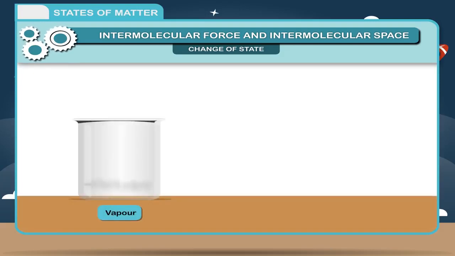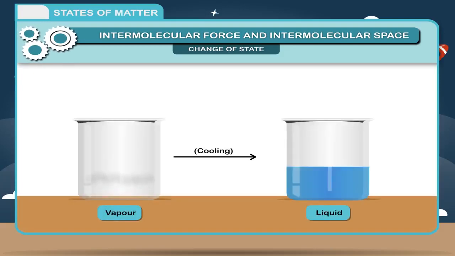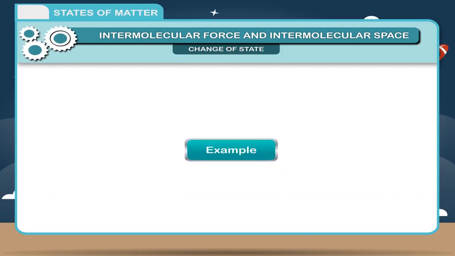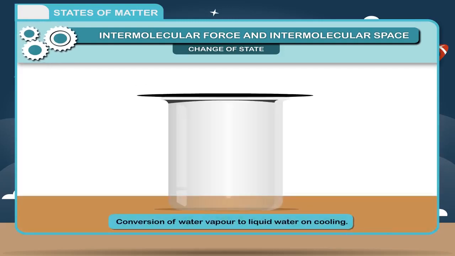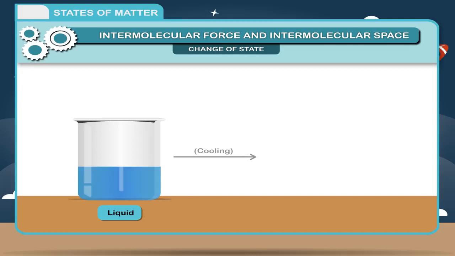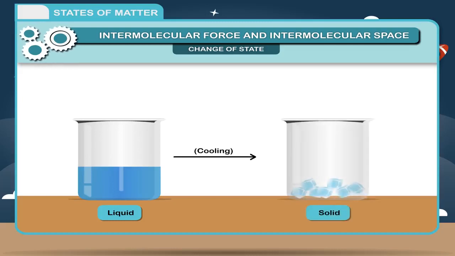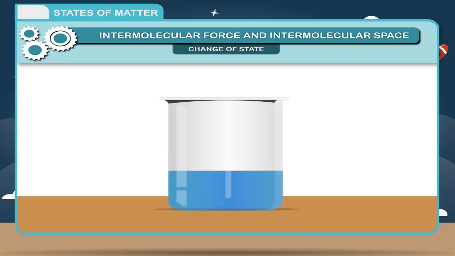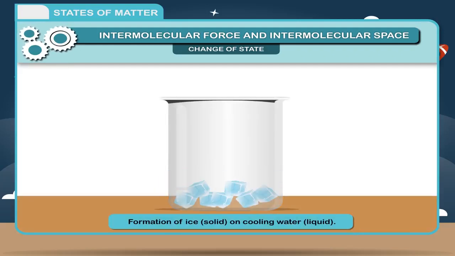Condensation: conversion of vapor into liquid on cooling is called condensation. Example: conversion of water vapor to liquid water on cooling. Freezing: conversion of liquid into solid on cooling is called freezing. Example: formation of ice, solid, on cooling water, liquid.